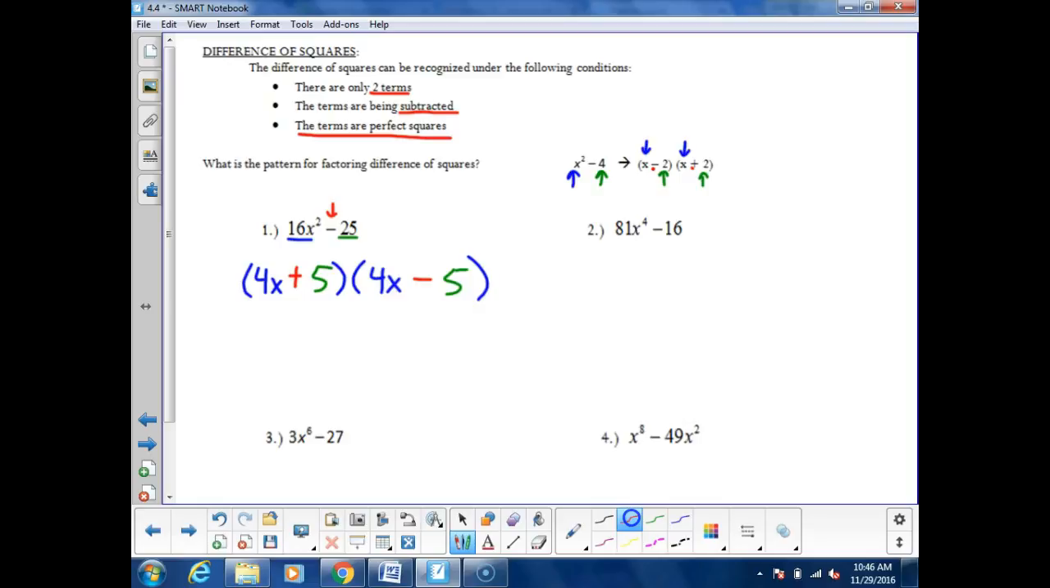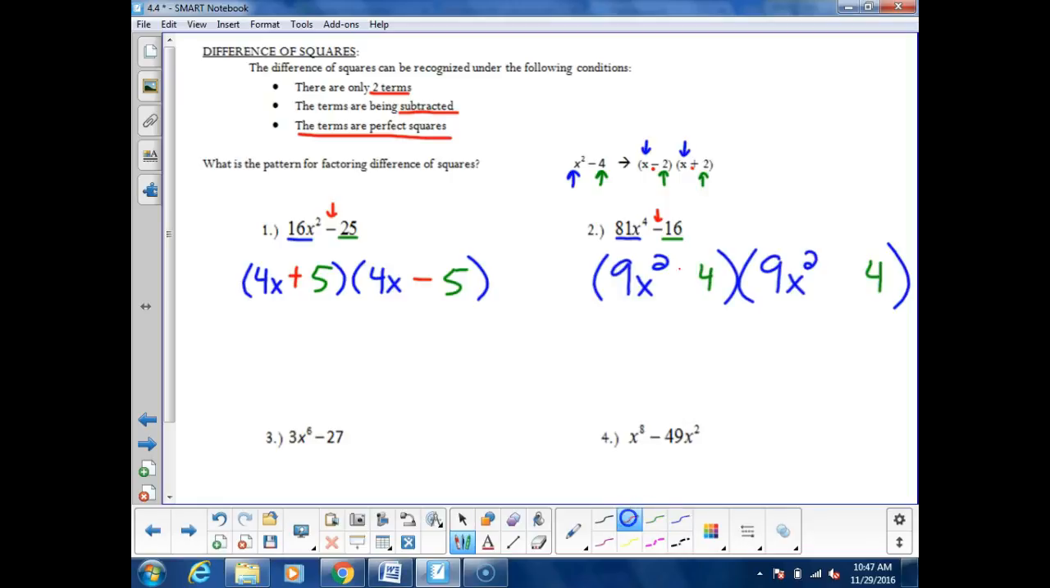Okay? Here on this one, again, 81x to the fourth is a perfect square because 81 is a perfect square and x to the fourth is a perfect square. As a side note, any exponent that is even is a perfect square. Okay? So that one's good. 16 is a perfect square, and I have a subtraction sign. So this becomes 9x squared and 9x squared. 4 and 4.